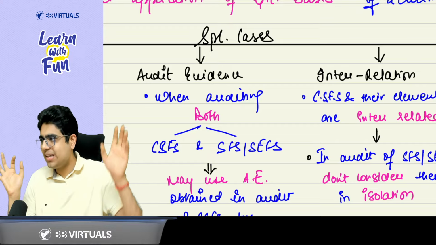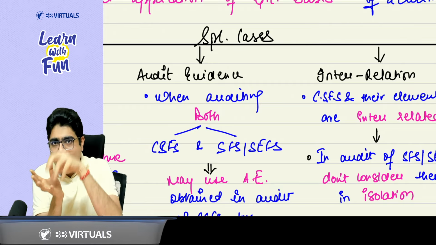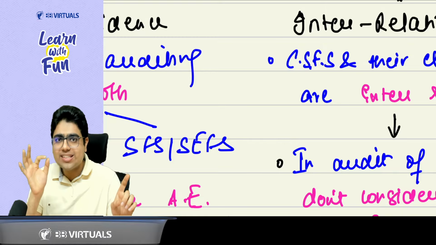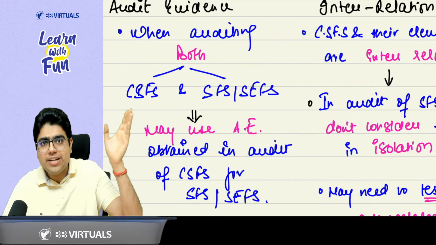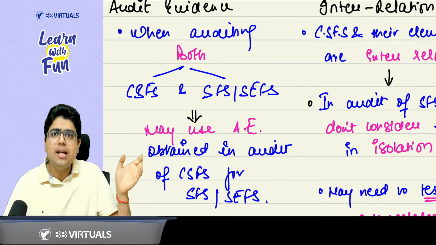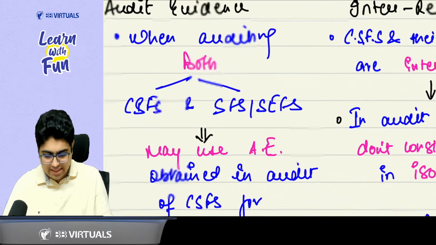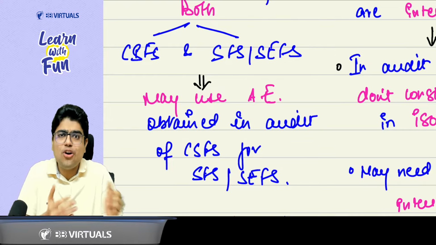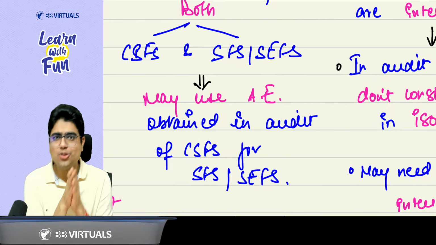This is the same thing given here. When you are auditing the complete set, and out of that complete set, let's say you are also auditing a single financial statement or a specific element, then you must have collected all the evidence here. So you can use them now. You can use them in the audit of SFS or SEFS. So same thing is given. You may use the audit evidence obtained in the audit of CSFS for auditing the SFS or SEFS. You got the point or not?